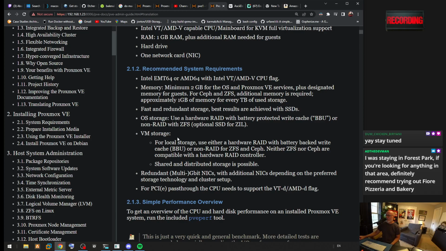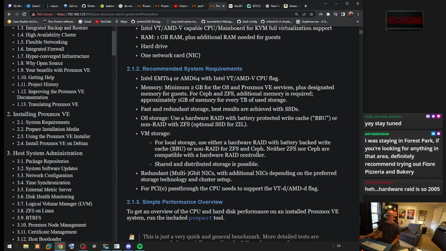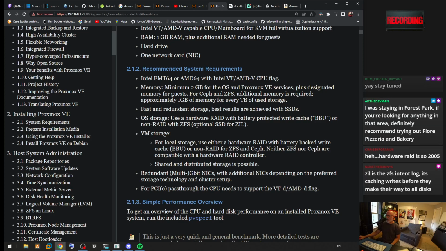Nice area. VM storage. For local storage, use either a hardware RAID with battery backed write cache or non-RAID for ZFS and stuff. Neither ZFS nor Ceph are compatible with hardware RAID controller. Nice. Okay, this is good because I'm reading this, so I have to read it slowly because I have to figure out what storage to get for my server. ZFS intent log. Oh, that's super cool.